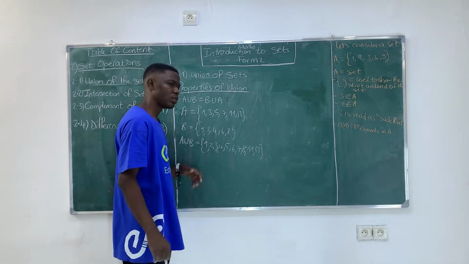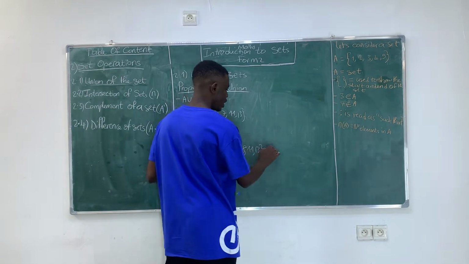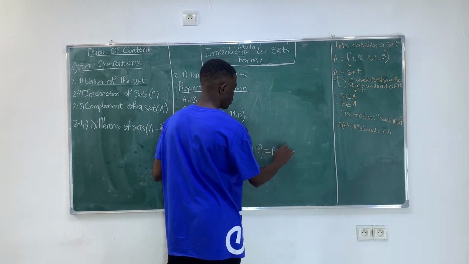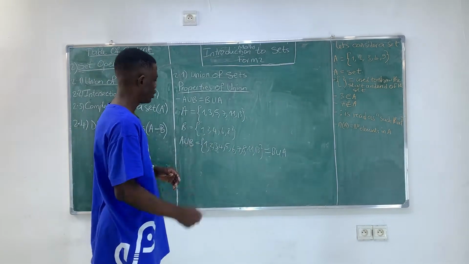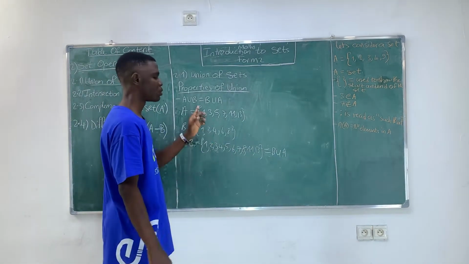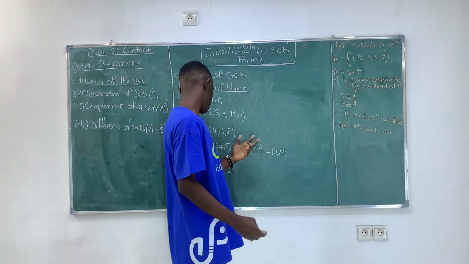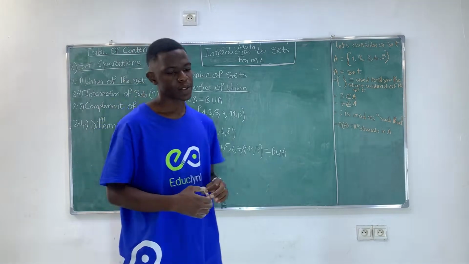So what is B union A? This will just be the same thing. If that's the answer for A union B, and you do B union A, you see the same answer. They are going to have the same result. So what is the next property?